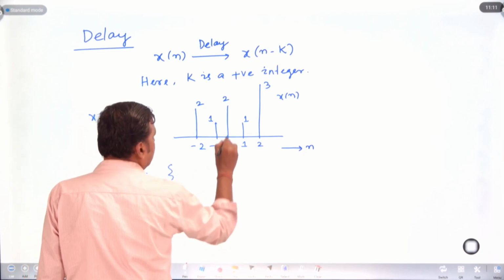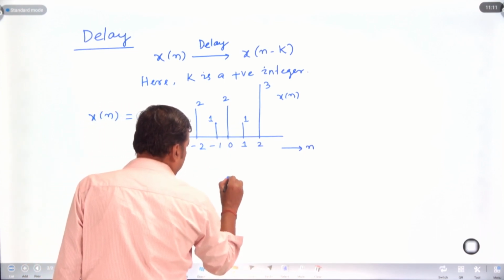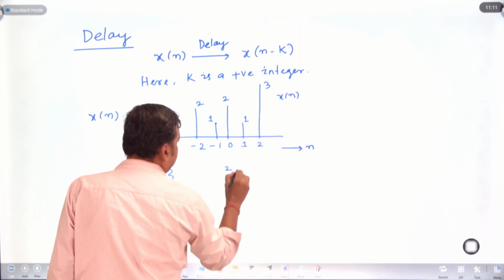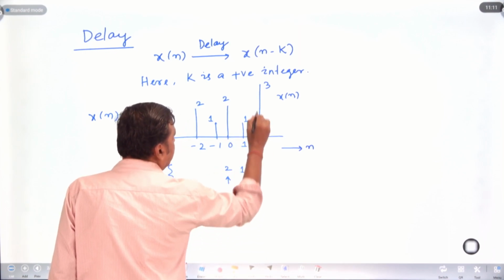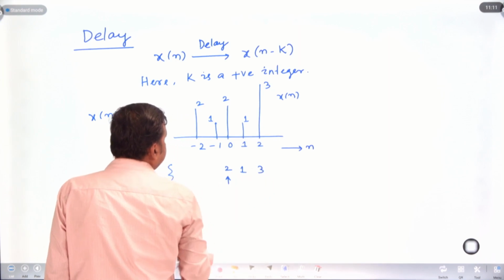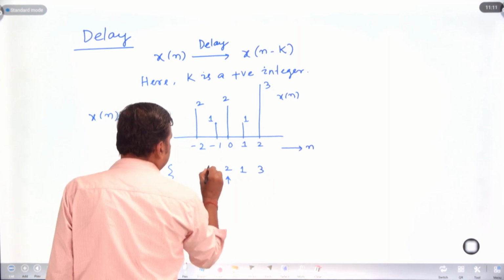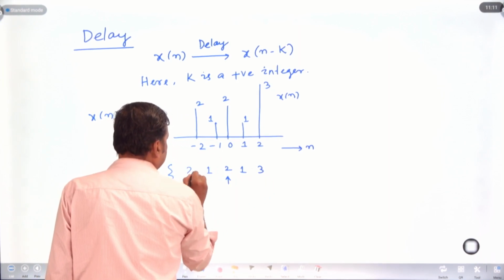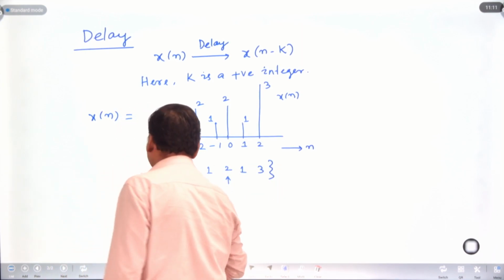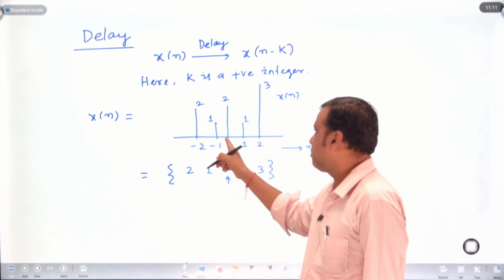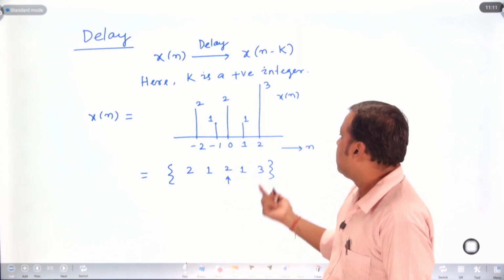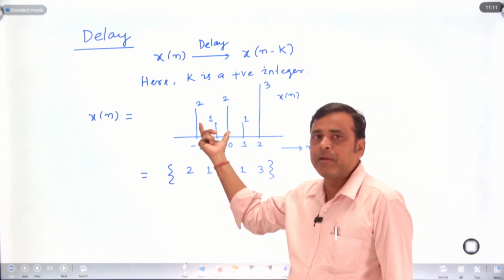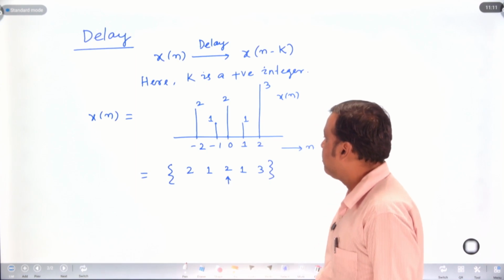For n equal to 0, that is your 2. For n equal to 1, that is 1. N equal to 3, this is your 3. N equal to -1, that is 1. N equal to -2, that is your 2. This is your sequence representation of a discrete signal. Either you may express the discrete signal x of n by means of graphical representation or by means of sequence representation.